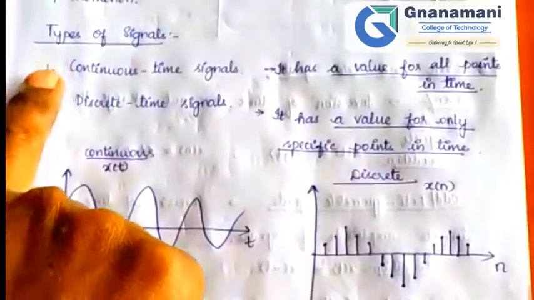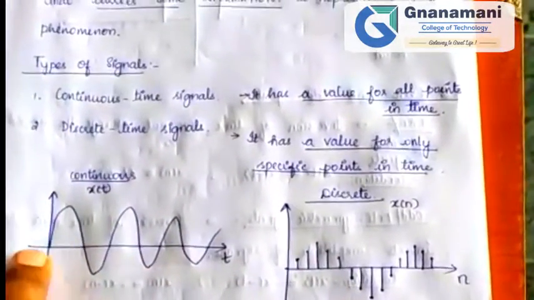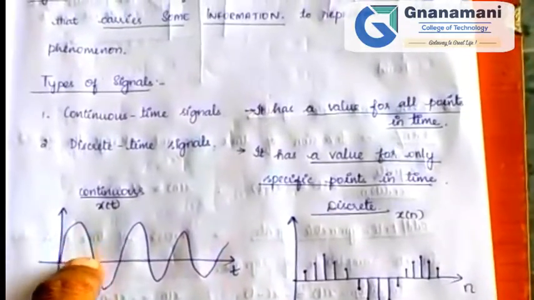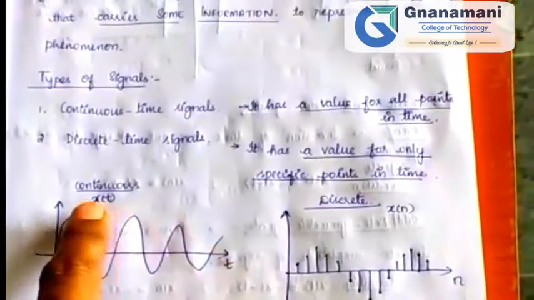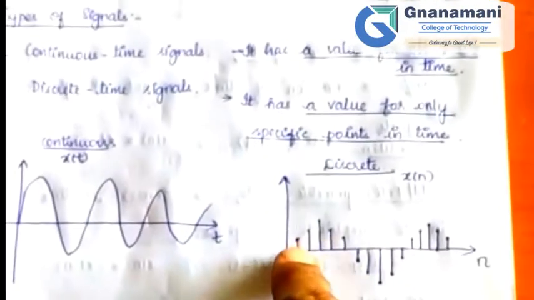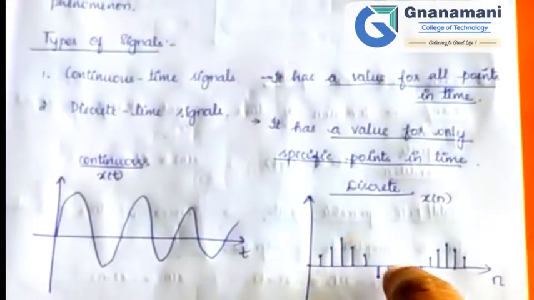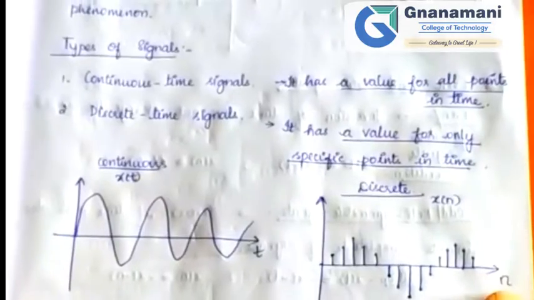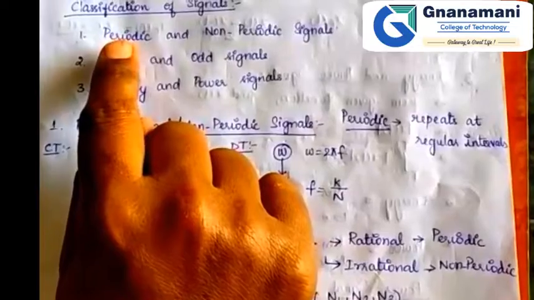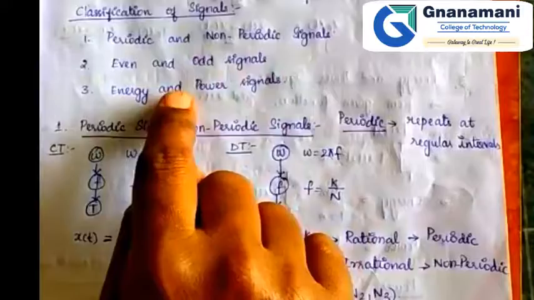We have two different types of signal: continuous time signal and discrete time signal. A continuous time signal is continuous in nature. It has a value at all points and is represented as x of t. A discrete signal has a value only at specific points in time, and that is represented as x of n. We also have a classification of signals: periodic and non-periodic, even and odd, energy and power signals.